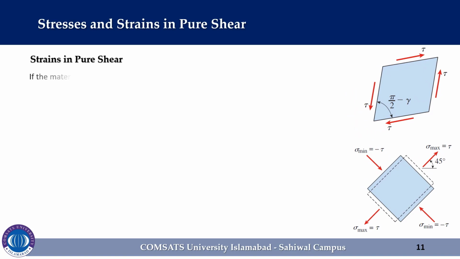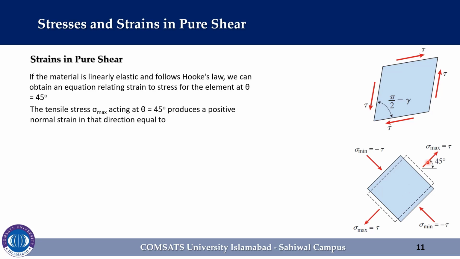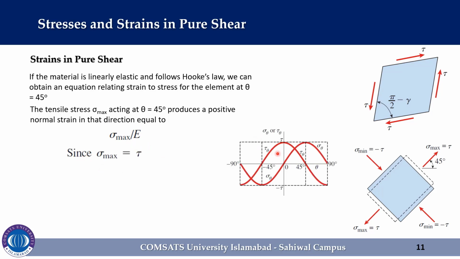If the material is linearly elastic and follows Hooke's law, we can obtain an equation relating strain to stress for the element oriented at 45 degrees, as shown here in the figure. In such cases, the tensile stress, symbolized with sigma max, acting on the 45 degree oriented element produces a positive normal strain in that direction equal to sigma max over E. Here E is the modulus of elasticity. Since sigma max is equal to tau, as we already discussed, and as you can also see from the graph discussed in previous slides, we can also express this strain as tau over E.